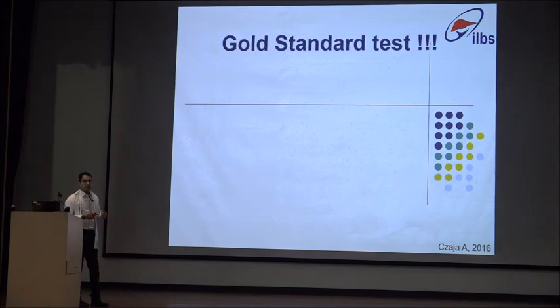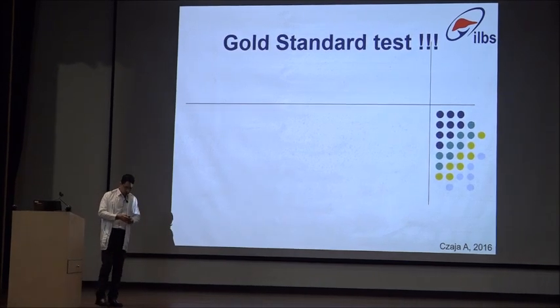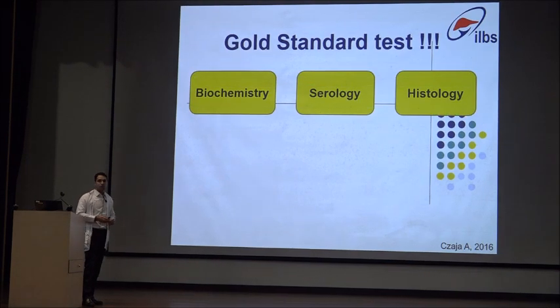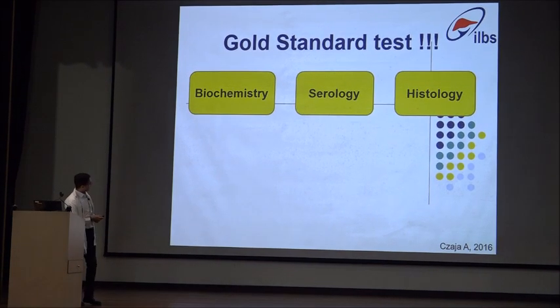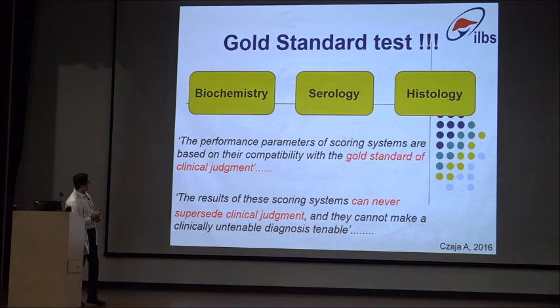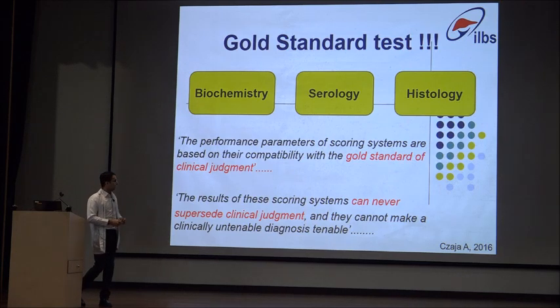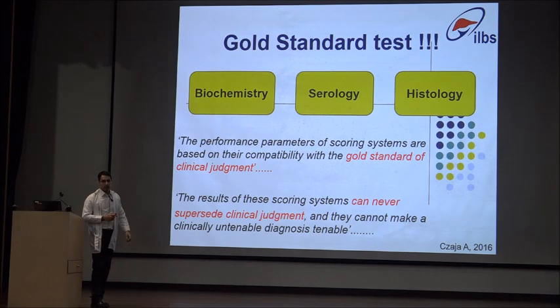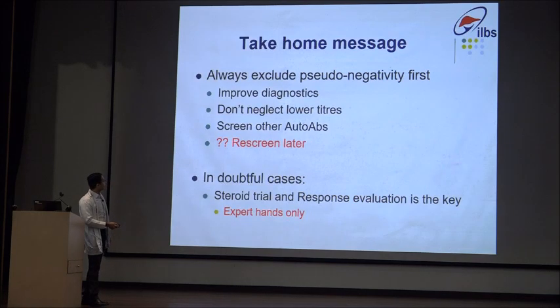So what is the gold standard test? Can anybody tell me what is the gold standard test for autoimmune hepatitis? Is it biochemistry, serology, histology? So, the performance parameters of scoring systems are based on their compatibility with the gold standard of clinical judgment. None of these tests can ever supersede your clinical judgment, and they cannot make a clinically untenable diagnosis diagnostically tenable. This was Raja et al. in 2016.